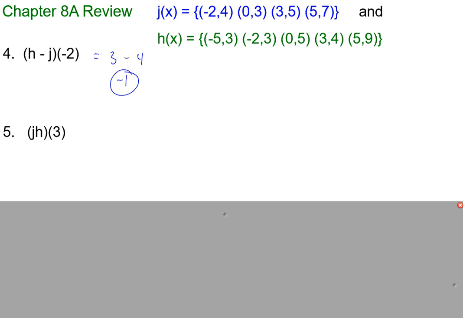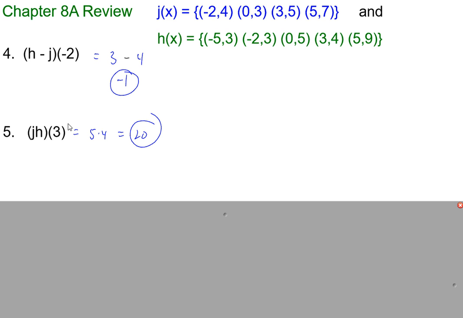And again, I'm going to pause. If you understand, you're done. If you're not done, you don't understand. All right, so on 3, give me your answer. 1, 2, 3. 20, because what is j of 3? It's a 5. What is h of 3? It's a 4. 5 times 4 is 20, right?